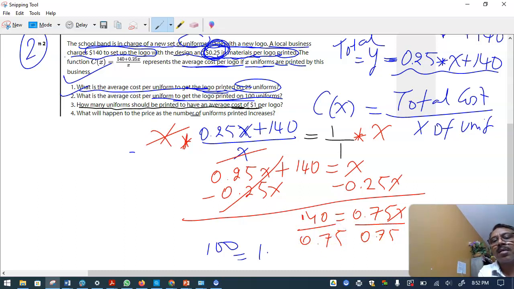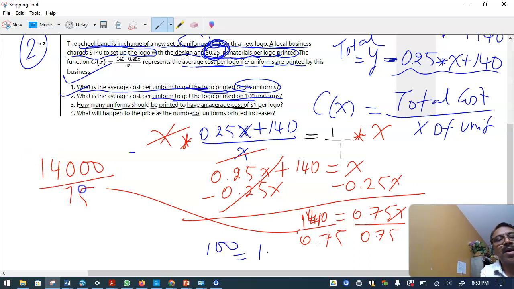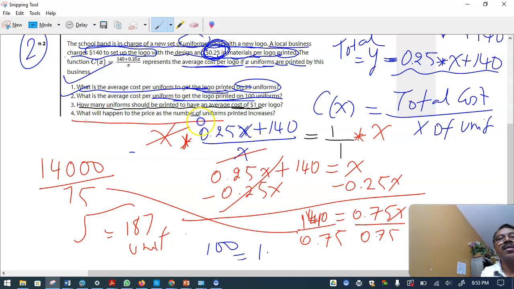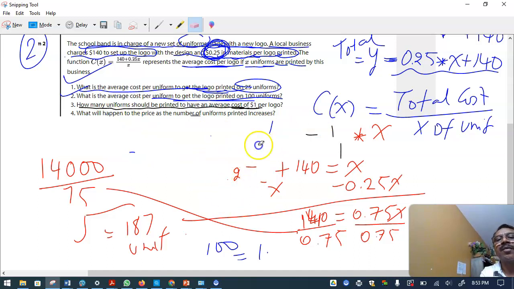Okay, and then you can use your calculator, and of course you can also write this as 140, and then two zeros and divide by 75. You can do long division, but you end up getting the answer as 187 uniforms. You can check, you have to show the work, and hope that takes care. The final answer is what will happen to the price as the number of uniforms.